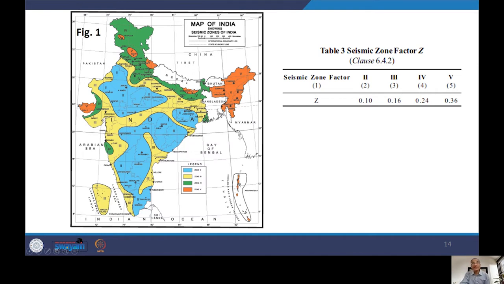And then the green line is saying seismic zone 4. For example, Delhi, Dehradun, Roorkee all fall in seismic zone 4. Okay, so we continue with this. As you may be aware, there are 4 zones only: 2nd, 3rd, 4th, and 5th. There is no 1st zone. The zone factor for the 2nd zone is 0.10, for the 3rd zone is 0.16, the 4th is 0.24, and finally the highest zone has a zone factor of 0.36. So this was Table 3.